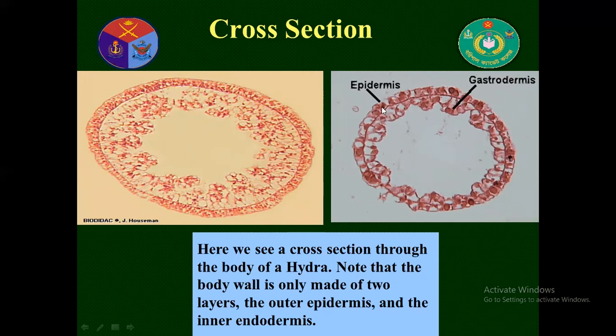These two layers again consist of several cell types. Epidermis consists of 7 types of cells, and gastrodermis or endodermis, same name, consists of 5 types of cells. But these 5 types of cells are also present in the epidermis. Only two different types of cells are found only in the epidermis. So their number is 7 and their number is 5, but this 5 is common with the epidermis. And this is the hollow space. This hollow space is called cylindron. So the hollow space or body cavity of hydra is called cylindron.